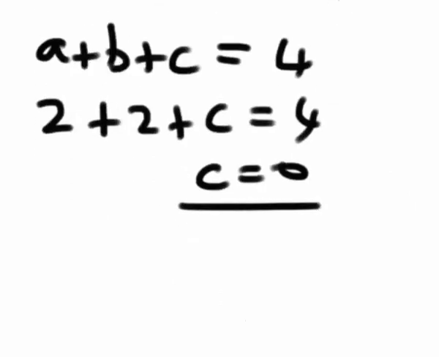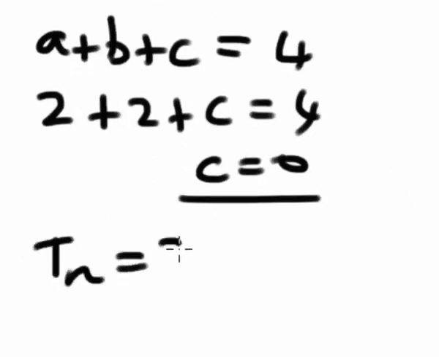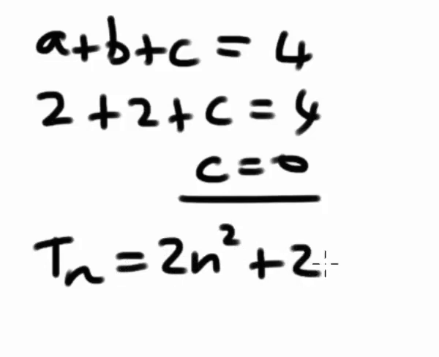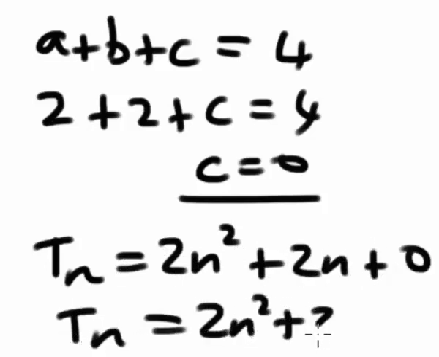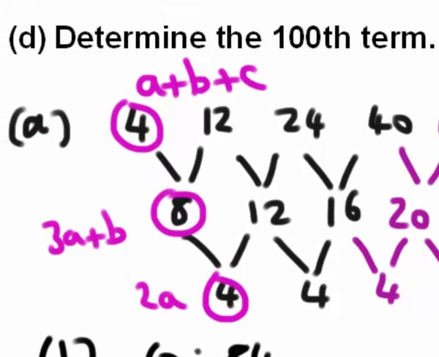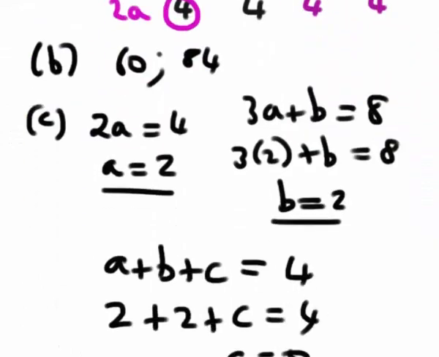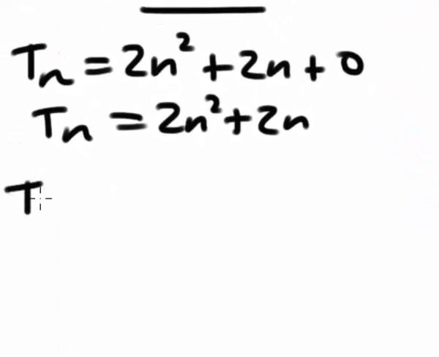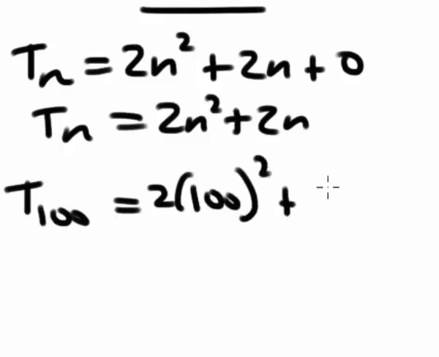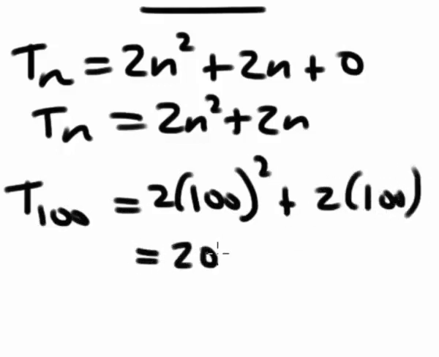So what's your general term? So Tn is an squared plus bn plus 0, which then comes to 2n squared plus 2n. And then if you want to work out the 100th term, which it says there, very easy to do. You simply go like this. Term 100 is 2 multiplied by 100 squared plus 2 times 100. And if you work that out, it's 20,200. And there we go.